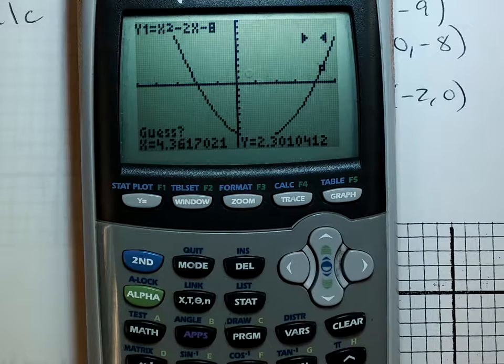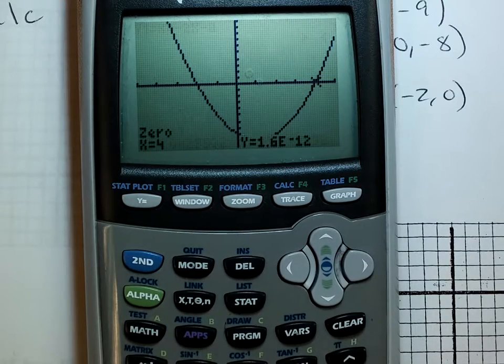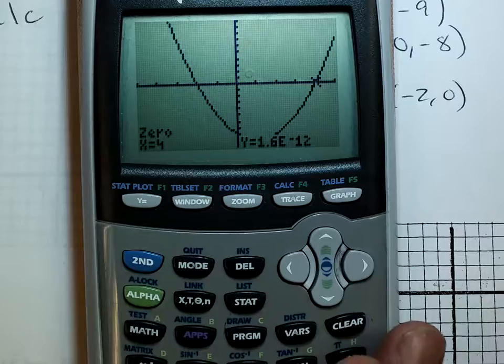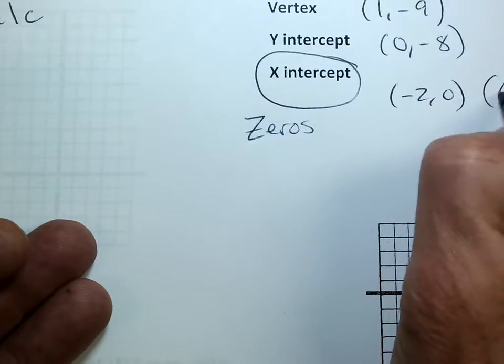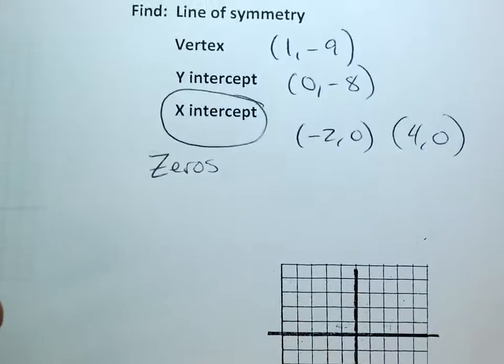Now I'm telling the calculator, look for it between this region here, which will get that for me. Guess, enter, and there it is. Now, this 1.6 e to the negative 12 is 0. It really is 0, because the calculator doesn't do math. It finds things, and it didn't exactly find it, but that is 0 because that's e to the negative 12. So you've got a 4, comma 0. Okay. Now, we can graph this pretty easily from what we have, right?